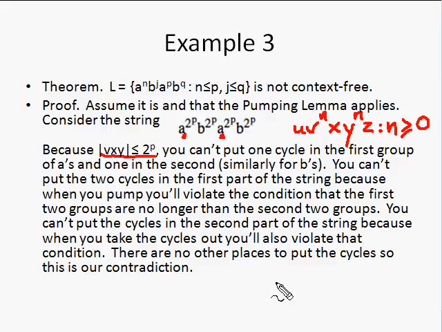What changes from one example to another is the string that you pick. You can pretty much always throw 2 of the P's in there and pick a decent string. But what really changes is your argument of why you can't put cycles in any place in the string that you picked. That changes depending on what the specifications are for the language in question.